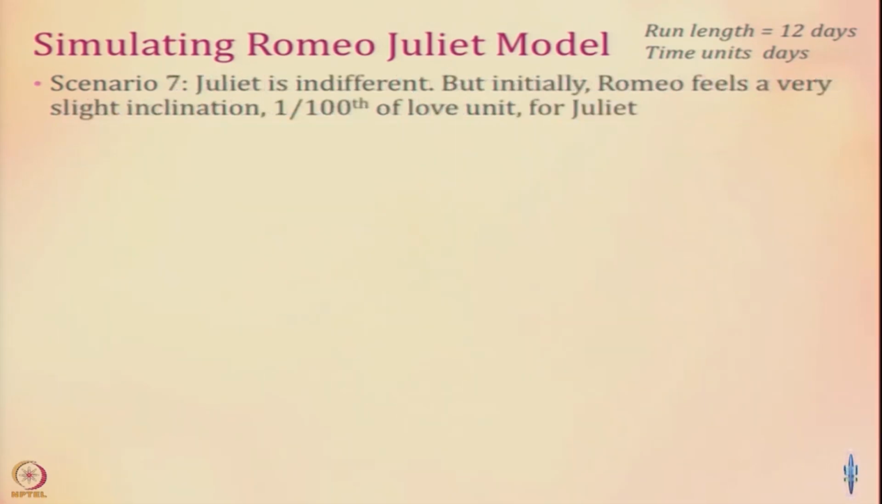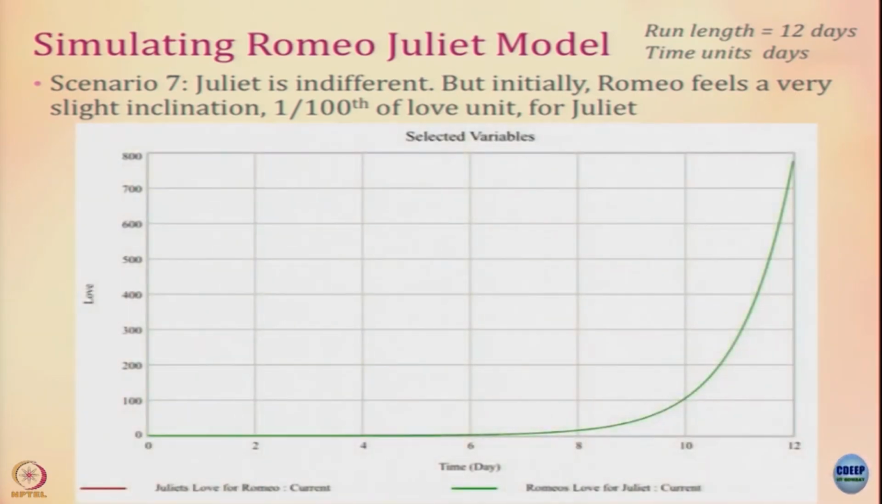Even if you assume a small number, say Juliet is indifferent but Romeo feels a very, very slight 1/100th of a love unit for Juliet, a very tiny amount, but still if you simulate it, you still get exponential growth. Of course it saturates at much smaller love units, but nevertheless over time they are going to have exponential growth in their love. So that is a very unstable equilibrium, and even a small change in the positive direction is going to result in exponential growth in their love, and it works the other way also. If you have a very slight dislike for the person, that might also get reinforced over time.